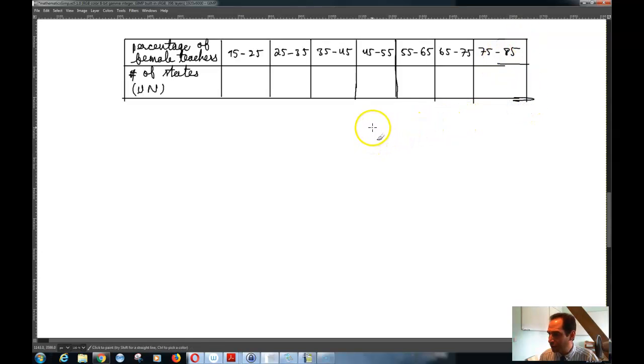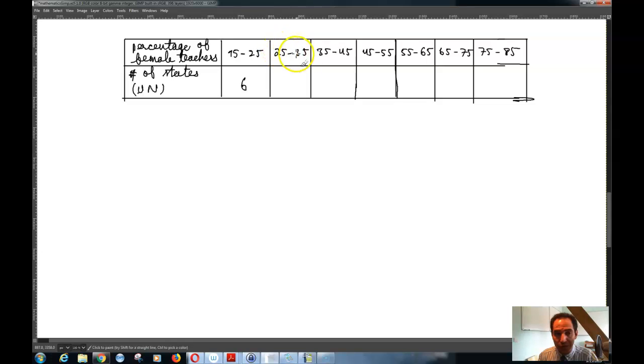And the percentage of female teachers, what that means is that if the percentage of female teachers falls within basically this category, which goes from, for example, 15% all the way up to 25%, that would correspond to, for example, 6 states or union territories.